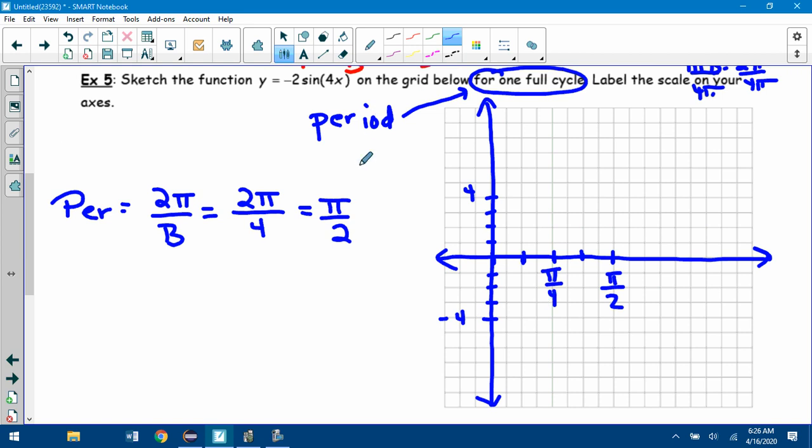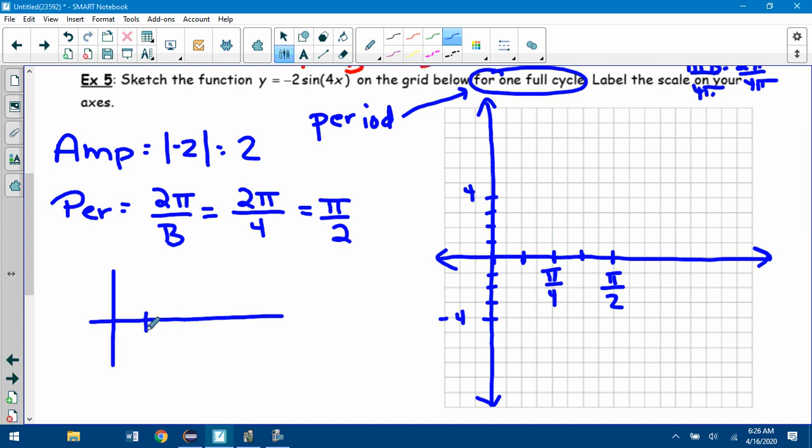Now what's the amplitude here? It's not -2, it's +2, because amplitude's always absolute value. So think about what your parent graph looks like. Normally, I have pi over 2, pi, 3 pi over 2, 2 pi. Where does sine normally start? 0. And then normally it goes up, back to 0, down, back to 0. So you can think of that as the parent graph. That's your regular sine graph.